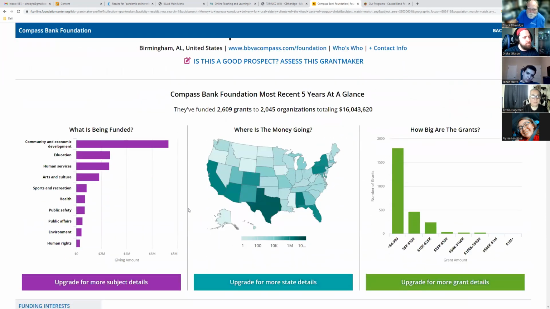Community and economic development, education, human services. Lots of giving in Texas. It looks like they give more in Texas than anybody else. $5,000 grants are their happy place.